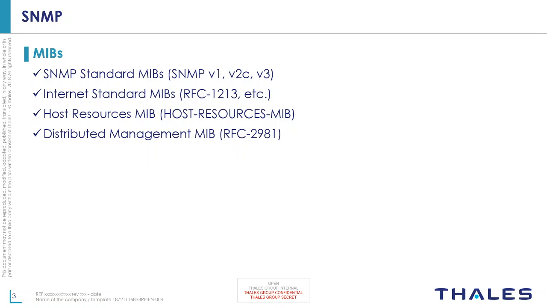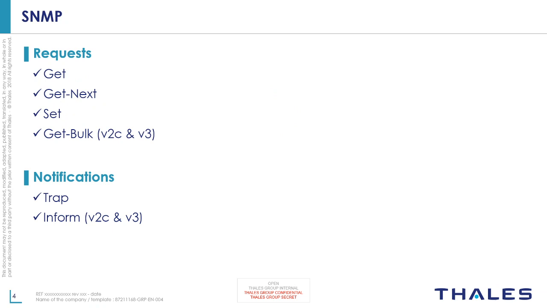K170 implements SNMP standard MIBs that define the SNMP protocol v1, v2c, and v3. Internet standard MIBs such as RFC 1213 that defines MIB for management of TCP/IP based internets. Host resources MIB for managing host systems and distributed management MIB for event triggers and actions for network management operations. SNMP requests such as get next, set, and get bulk are supported, and also trap and inform notification requests.